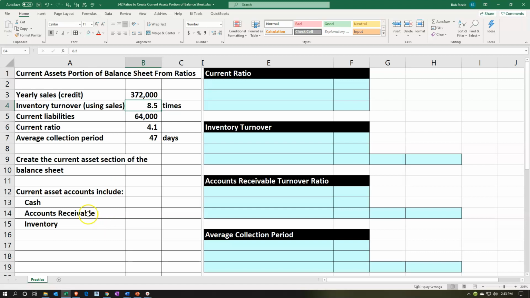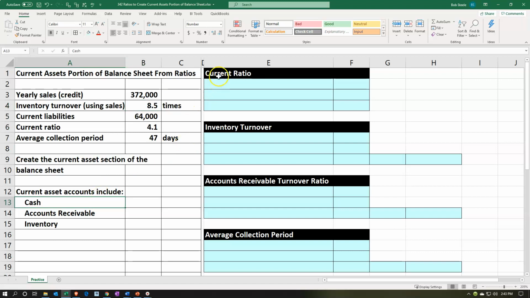So instead of starting with what you need to get to, I would recommend starting with what they gave you, the ratios, starting with the formulas you already know. Write down the formulas in the format that you know them, and then use the algebra to adjust them to get to the end results, such as cash, accounts receivable, and inventory.